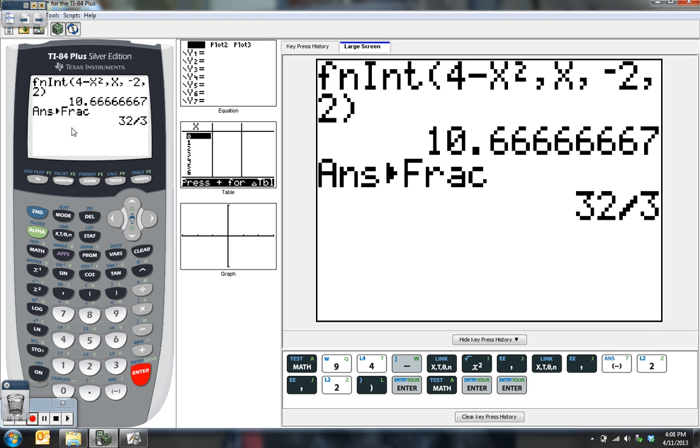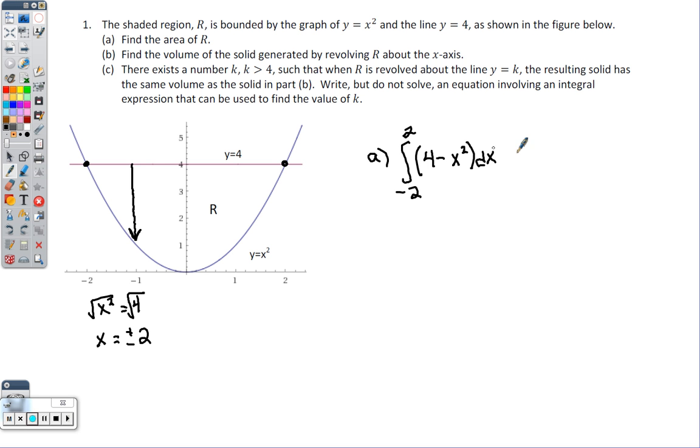Or if we prefer a fraction, we press Math 1 and hit enter: 32 thirds. Now, are we missing something? Sorry, no, this is area, so we're done. Sorry, I'm already thinking about part B. So that's it, 32 thirds. Or if we wrote that as a decimal, we'd write 10.667. Three decimal places and no more. One or the other, you don't write both.